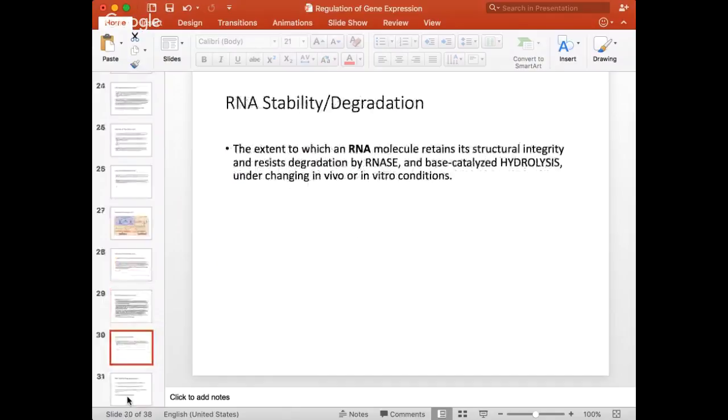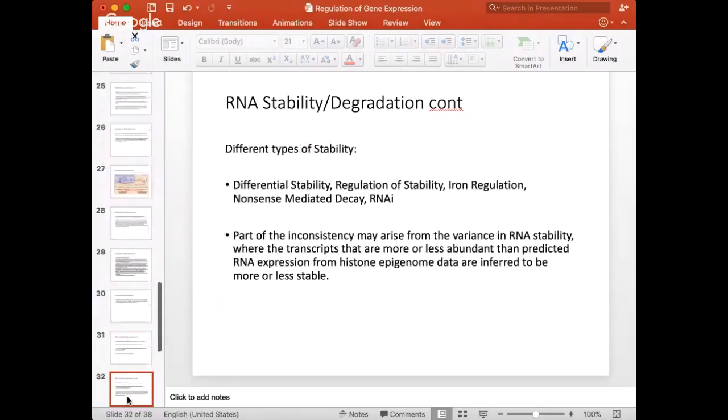Okay, for RNA stability and degradation: RNA stability is the extent to which an RNA molecule retains its structural integrity and resists degradation and base-catalyzed hydrolysis under in vivo or in vitro conditions.